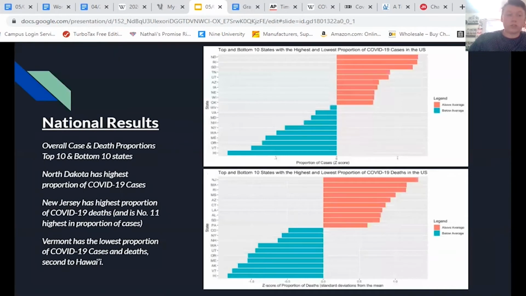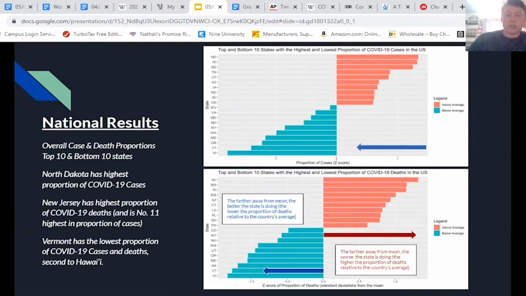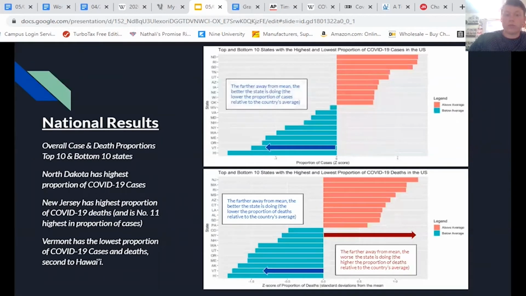So as far as national results, here are the top 10 and bottom states. The top graph shows the top 10 and bottom 10 for COVID-19 cases, and the graph below that shows the deaths. As you can see, we have on the left, the blue, these cases, the farther they are from the middle, the better they did compared to states as far as their proportion goes. And then the red on the right shows the worst they did.